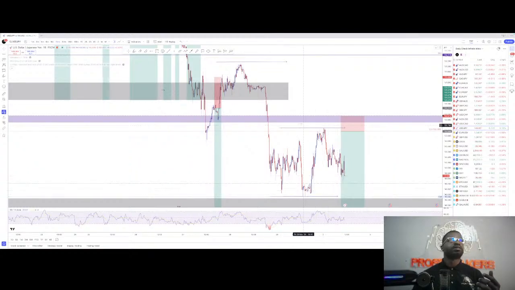So that's another major piece that we use when it comes to identifying trade setups, finding out what the money is. Before we do anything, we want to know what the money is.